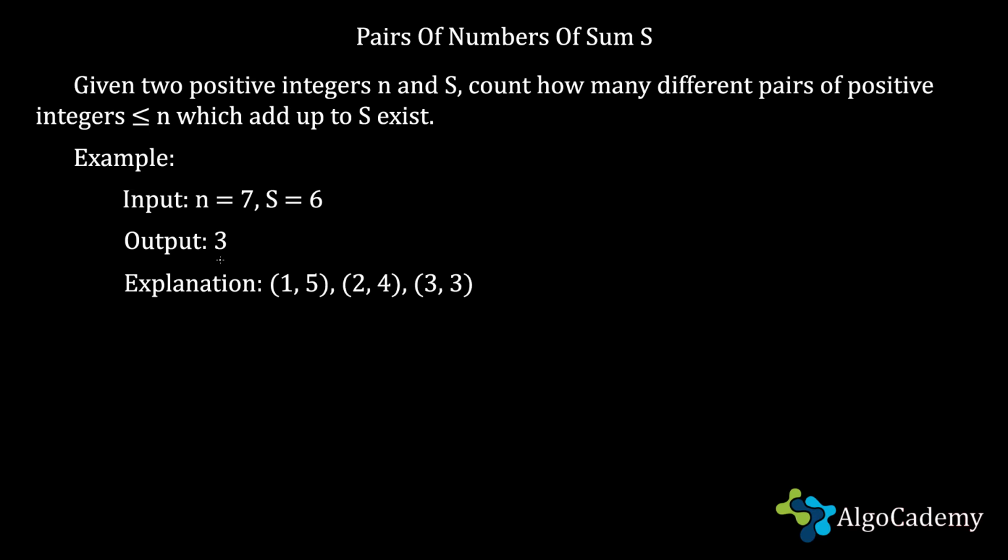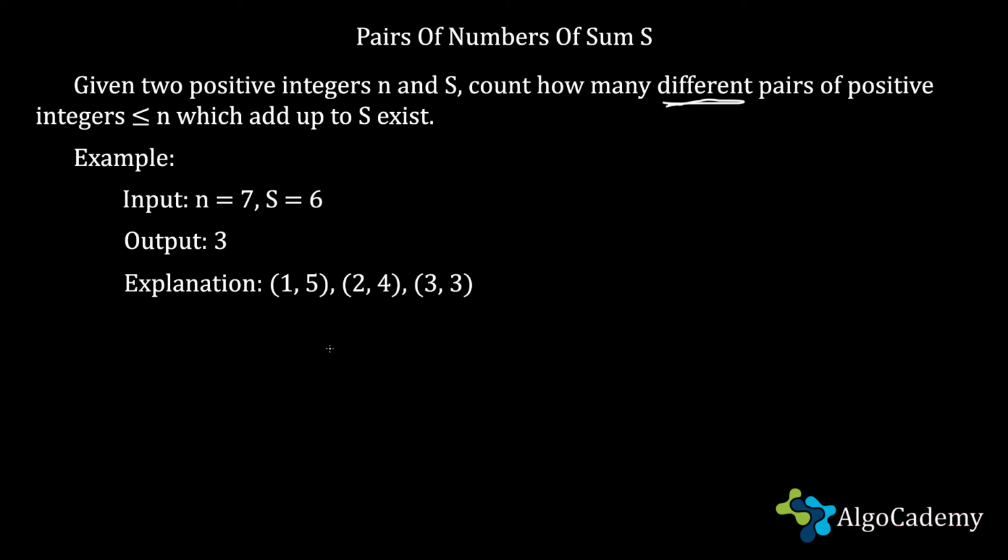First thing that I want to mention here is how important this word is, different pairs, because as you can see, I could have taken also the pair 4 and 2 and the pair 5, 1, right? But these are already taken into our answer with the pairs 2, 4 and 1, 5. So for this problem, we don't care about the order in which those integers appear in our pair. So the pair x y is the same as the pair y x, and we should be very careful to count it only once. So how to approach this problem?